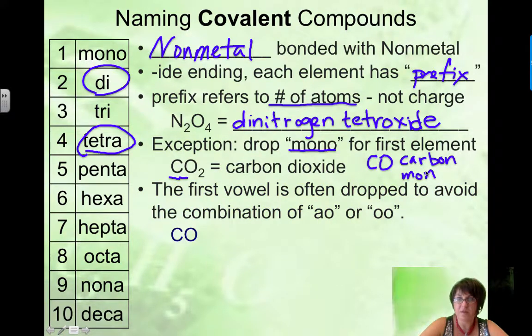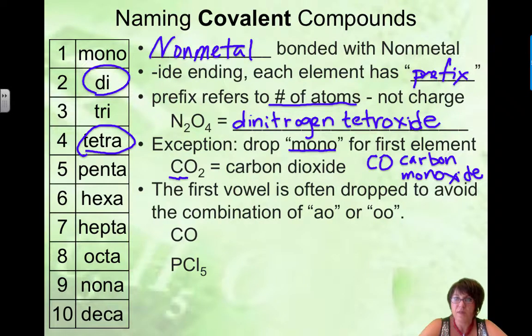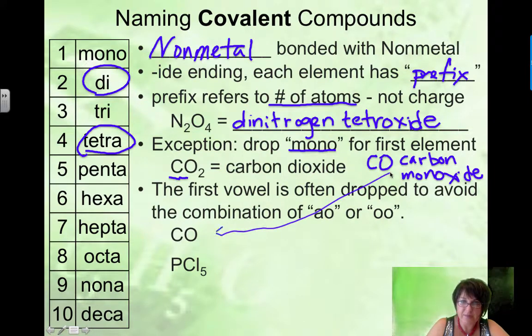Oh, I think I already wrote this one out. Sure enough. So monoxide gets only 1 O. That would be a weird combination. So, sorry, I put that in the wrong spot.